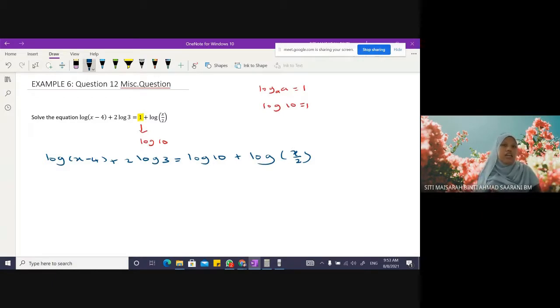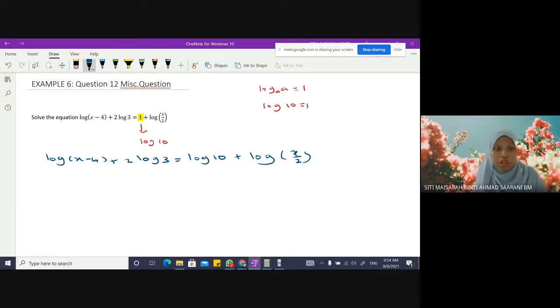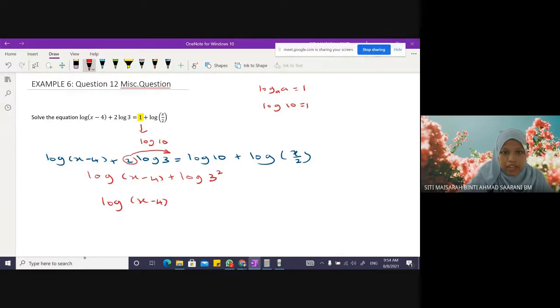Okay, and then what we can do for the next step? Agak-agak apa benda yang kita boleh buat ni? Combine log. And we can combine log by using rule of log. So this one, at the left hand side here is log plus log. So we can change here log x minus 4 plus log 3 square. We need to bring 2 as the power at the back. So then we can combine log x minus 4 plus log 3 square as 3x minus 4 multiply 9 lah.